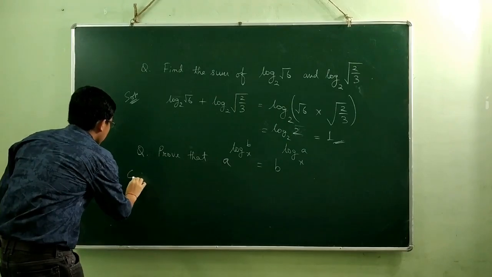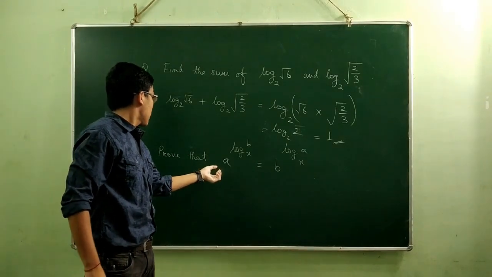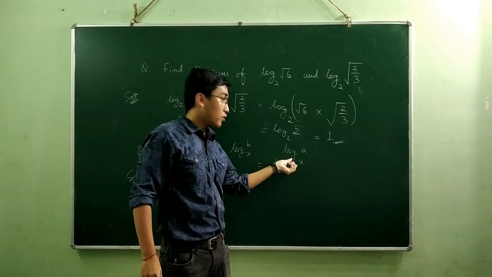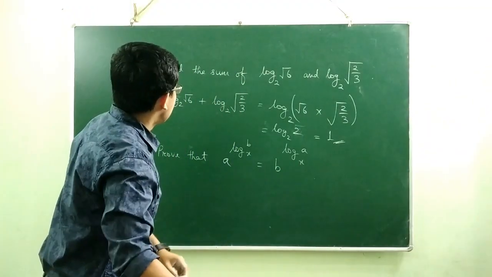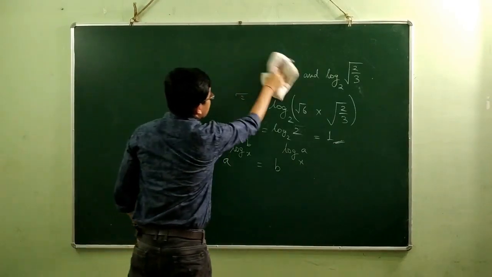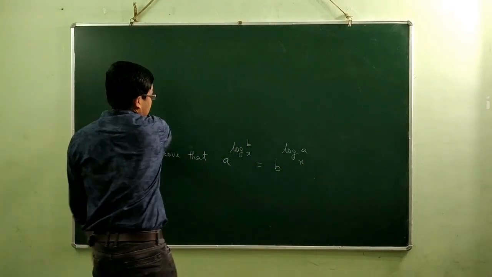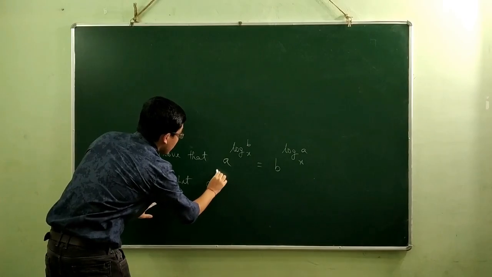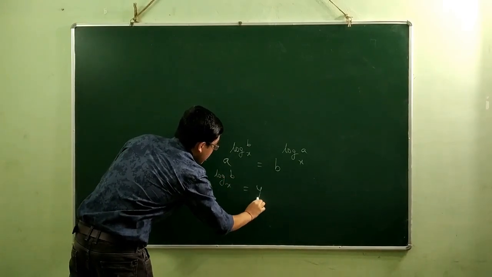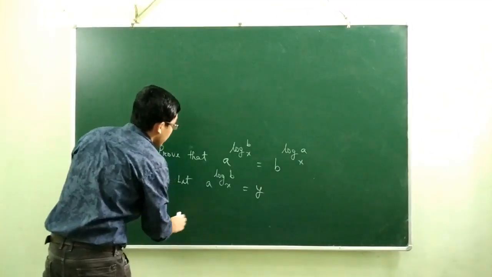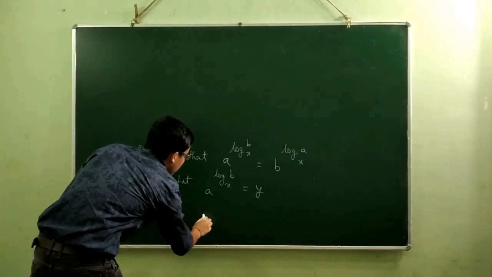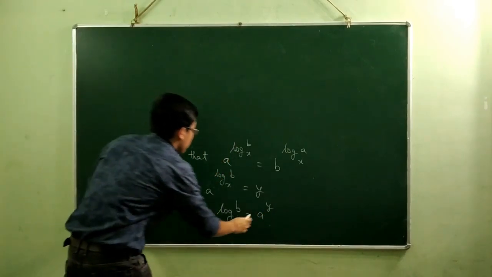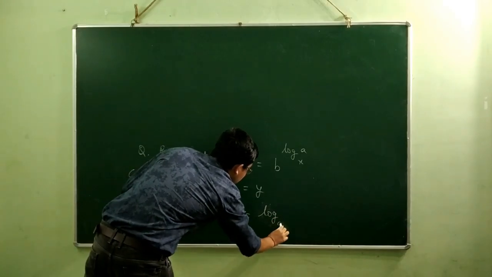The next problem is a very interesting one. It says that a to the power log of b with base x is equal to b to the power log of a with base x. So this problem will help us understand this chapter in a very deep way. So let us start. Let us take this left hand side, a to the power log b with base x, as y. Then, taking the log, this will be log of y with base x equal to log of a to the power log b x. Sorry, this will be log of a to the power y.